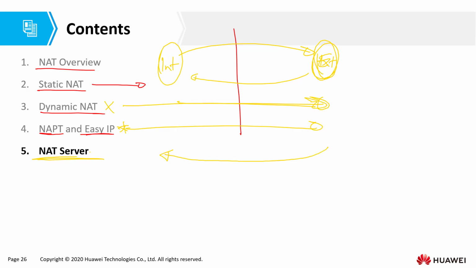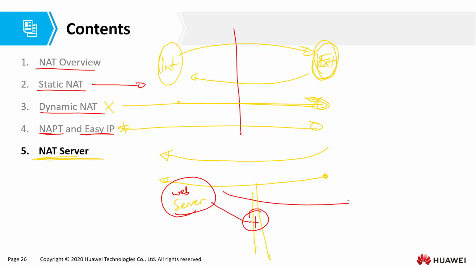So in NAT server, we are looking for a way for external users to access the internal network. Why would we need something like that? Maybe we have some servers on our internal network, a web server for example, connected to a NAT device. We don't want the web server to be accessing the web clients. We want the web clients from the internet to be able to access our web server. You realize this is kind of the opposite of what we have been doing.